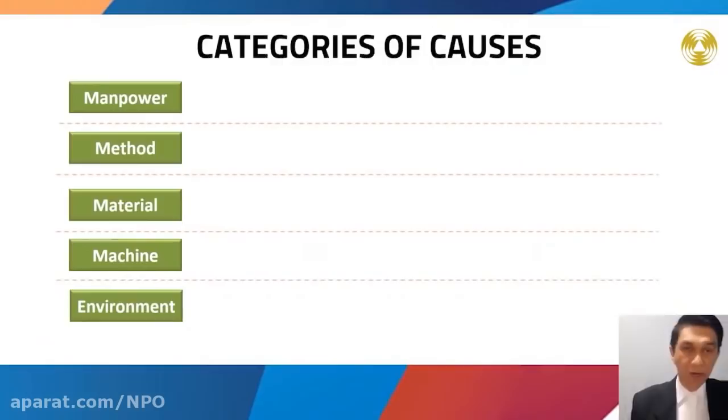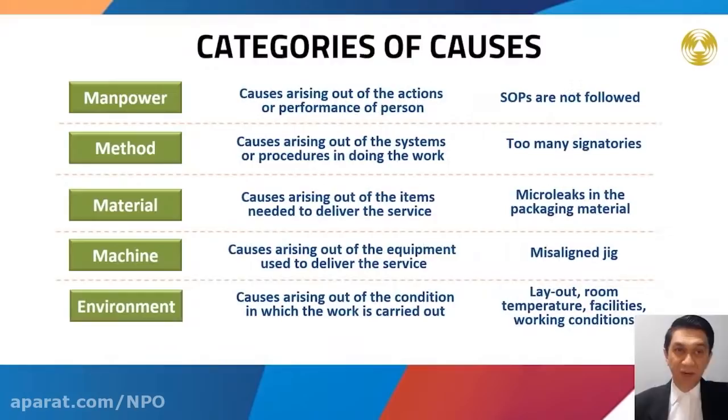So here are the categories of causes. Manpower, arising from actions or performance of a person. Method, these are causes arising from systems or procedures or work instructions, policy directives of your company. Material, causes arising from items that are needed to produce a product or deliver a service. Machine, these are causes related to the use of tools, equipment, and machineries in the workplace. And finally, the environment. These are the conditions under which a certain product or a service is being made.